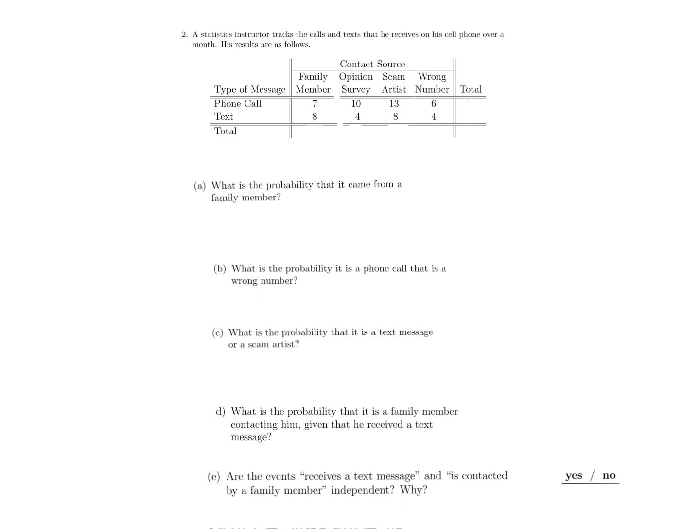on his cell phone over a month. Using this data, for a randomly selected message, we will find the probability that it came from a family member. Then we will find the probability that it is a phone call that is a wrong number, the probability that it is a text message or a scam artist, the probability it is a family member contacting him, given that he received a text message, and determine if the events receives a text message and is contacted by a family member are independent. We are going to do this step by step.